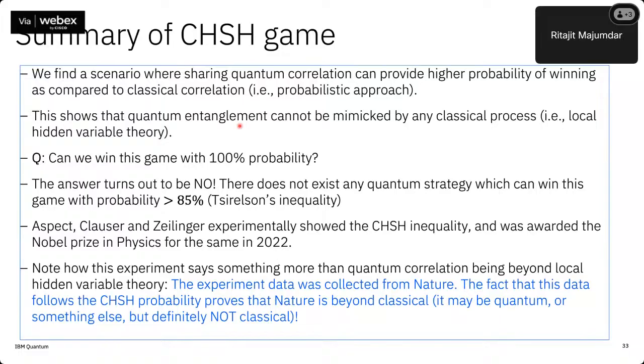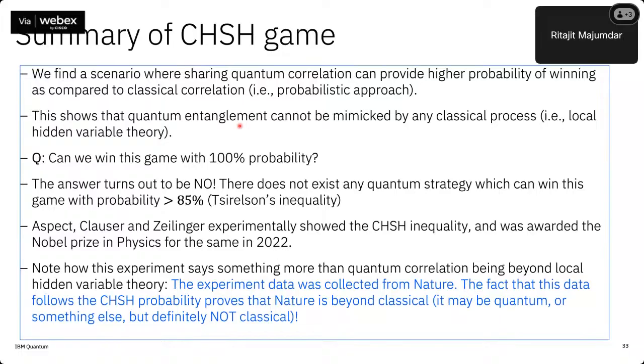So when I create this correlation, I apply the proper unitary, I collect the experimental data. All of this was collected from nature. Now, it is also possible that nature is not quantum, it is basically classical. That can also be a possibility. But the fact that I am collecting data from nature and it is following the CHSH probability definitely proves that nature is beyond classical. It may be quantum, it may be super quantum, it may be some other theory that we have not yet discovered. It is definitely not classical, because collecting data from nature, not me, but these guys were able to go beyond the probability that classical theory offers us.